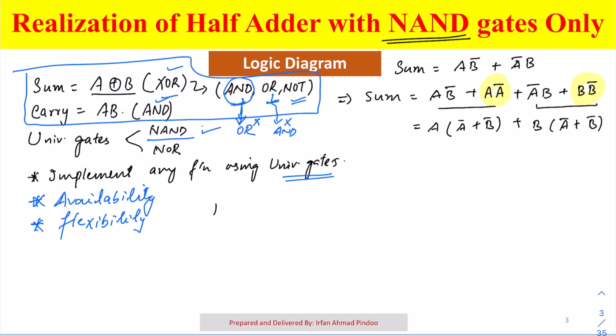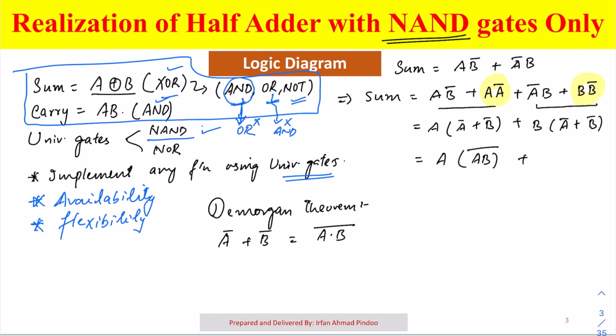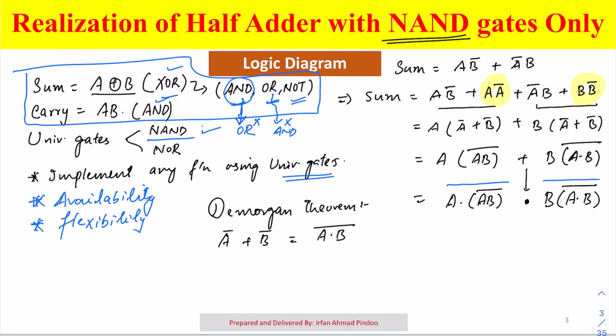Now there is something called De Morgan theorem. According to that, A bar plus B bar is equal to A dot B whole bar. So what we can do here, we can write this sum equal to A, then in brackets A dot B whole bar. Similarly, we can write B, then A dot B whole bar. We can reframe this and write it in the form of A dot (A B) bar, then this plus we will change to dot, then B dot (A B) bar. And now I will introduce bars like this. So this is the bar and there is one whole bar.